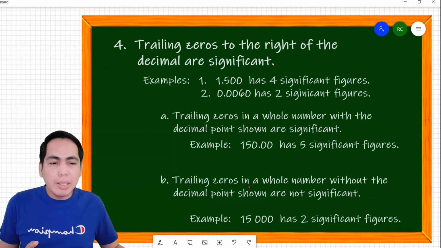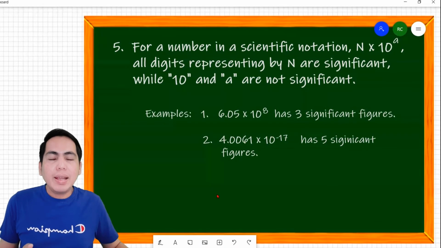Letter B, trailing zeros in a whole number without the decimal point shown are not significant. So, the decimal point is a determining factor whether the trailing zeros are significant or not. So in the case of 15,000, since there is no decimal point, the 3 zeros are not significant. Therefore, 15,000 has only 2 significant figures because it is only the digit 1 and the digit 5 that are significant digits.